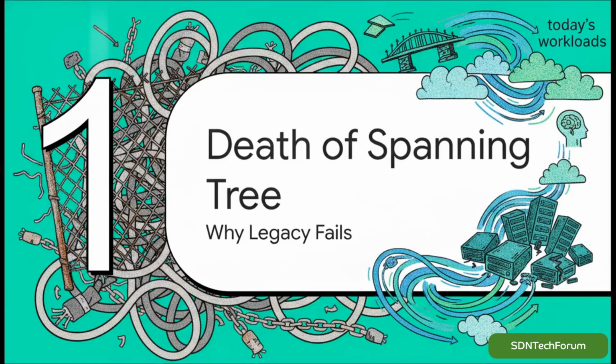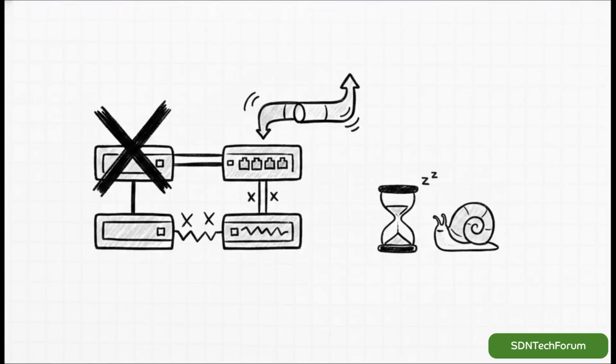Let's kick things off with Section 1, the death of spanning tree. We really need to explore why the legacy networks we all grew up with are basically broken for today's workloads. For years, the absolute core protocol in the data center was Spanning Tree Protocol, or STP. But honestly, by modern standards, it has some fatal flaws. First off, the convergence is just incredibly slow. I mean, we're talking up to 50 seconds sometimes.